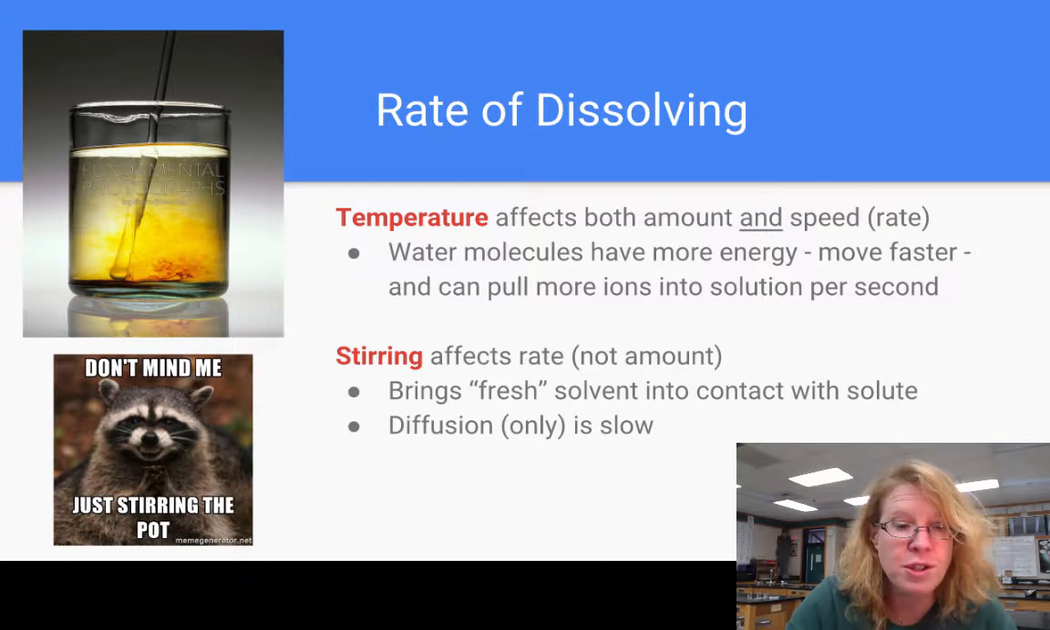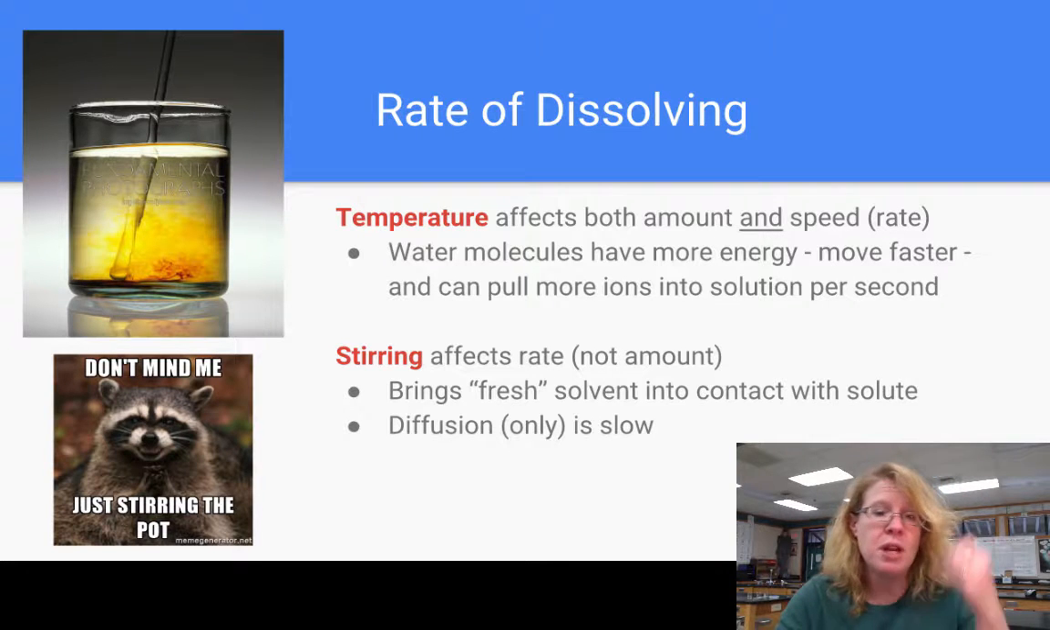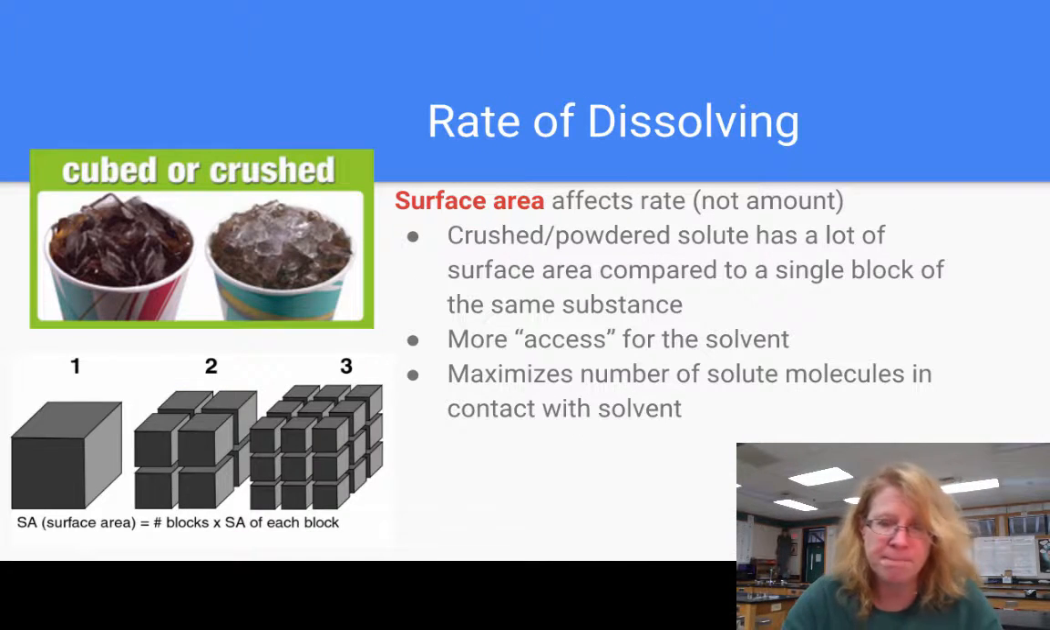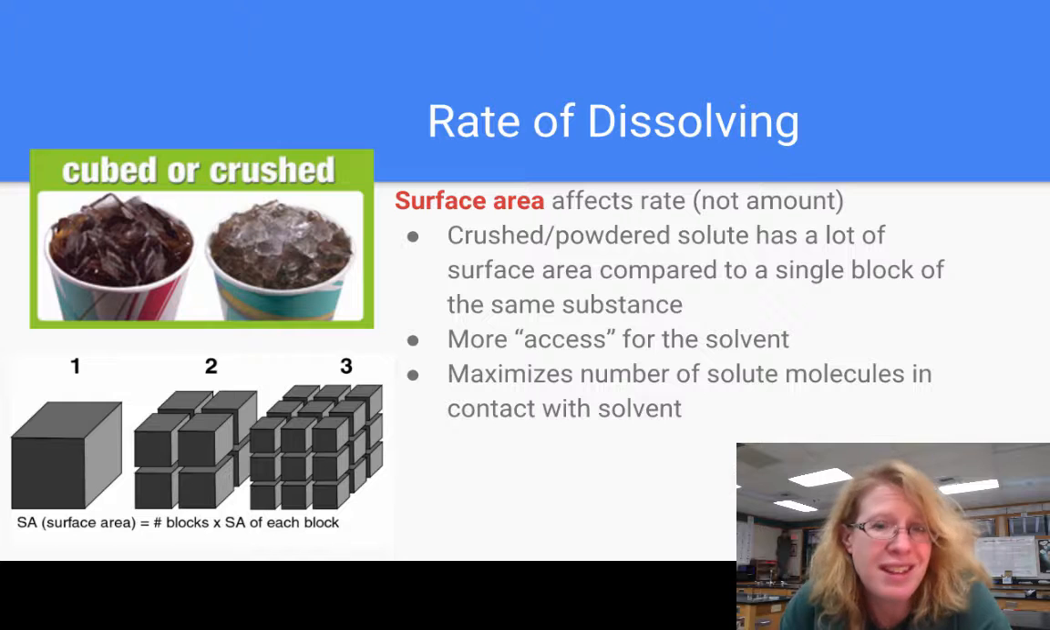Okay? And then there's the last thing. There are three things that affect the rate of dissolving, by the way. Number one is temperature, number two is stirring, and here's number three. This is the trickiest of the three, that's why I put it on its own slide. The third thing that affects the rate of solvation, or the rate of dissolution, is something called surface area. It's how crushed the object is.